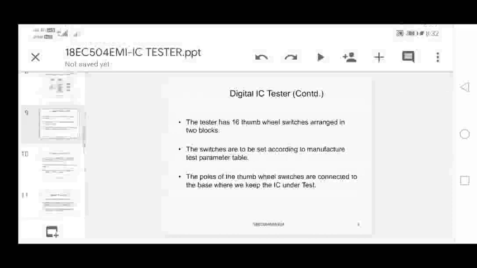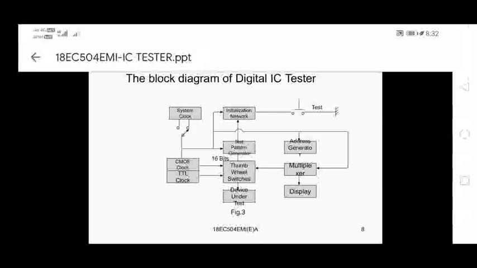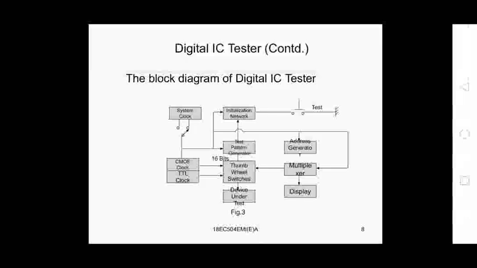You can draw this diagram, or you can take a screenshot of this diagram. So this is the block diagram of the digital IC tester. You will be having the clock. That clock may be either a CMOS clock or a TTL clock, that is applied to the thumb wheel switches. There are totally 16 thumb wheel switches arranged in two blocks.